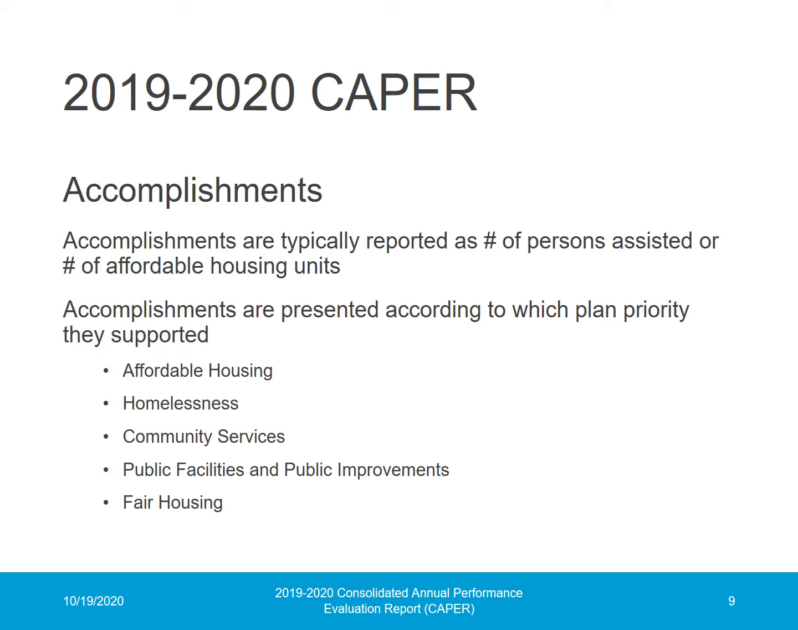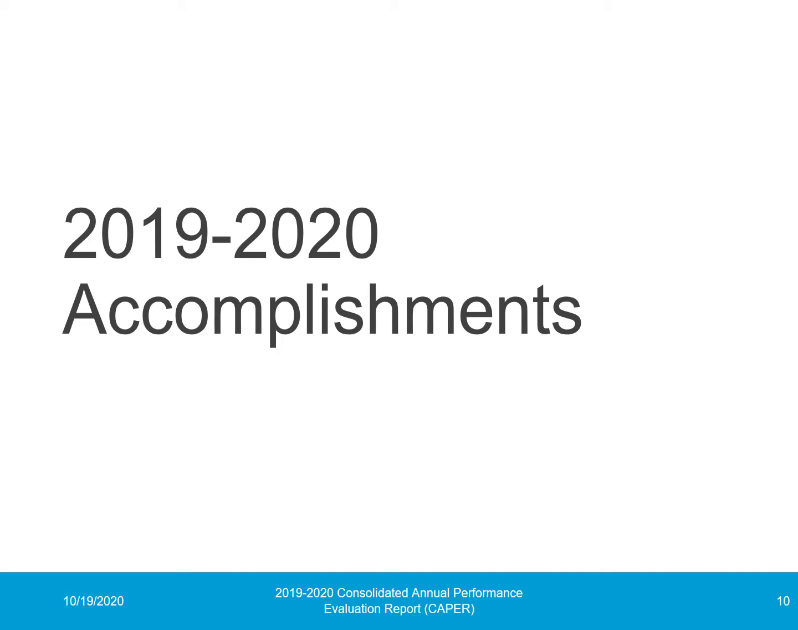The CAPER is also used by the city to report its efforts in removing the barriers to fair housing identified in another required HUD report called the Analysis of Impediments to Fair Housing Choice. In the next section, we'll go over the accomplishments in each of these priority areas for the 2019 program year. We'll now review the accomplishments reported in the CAPER from July 1st, 2019 through June 30th, 2020.